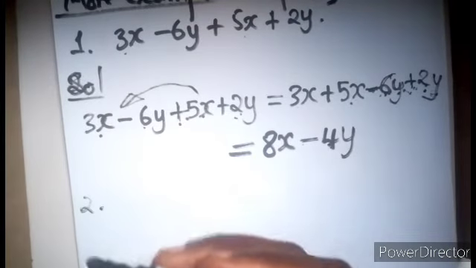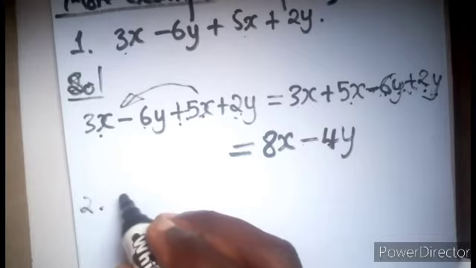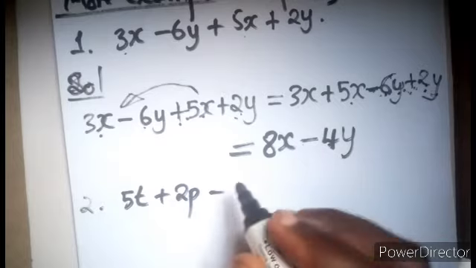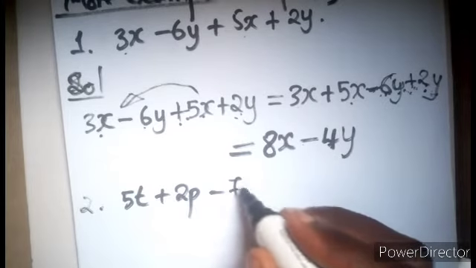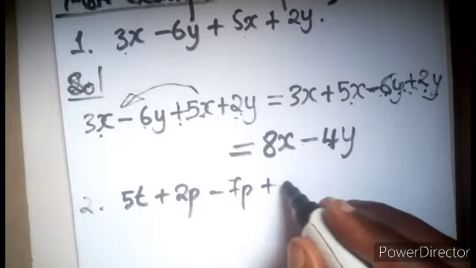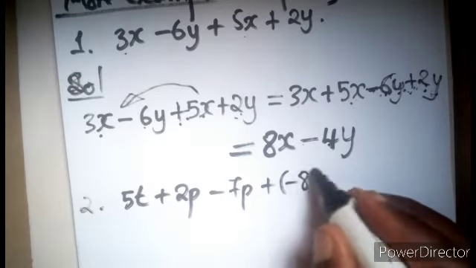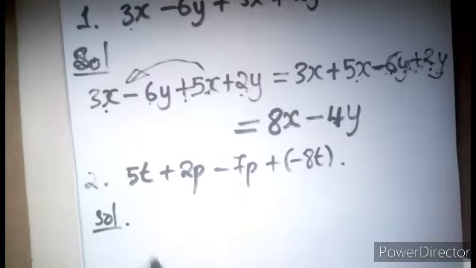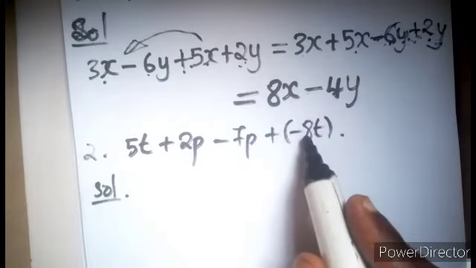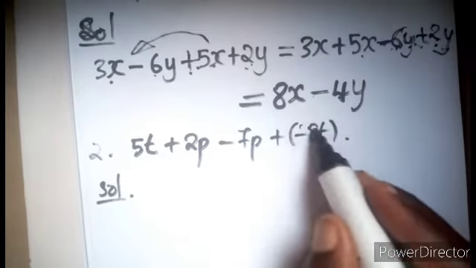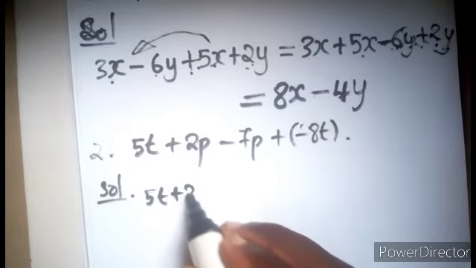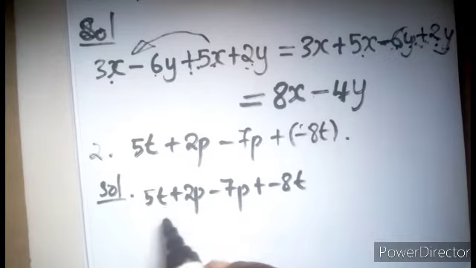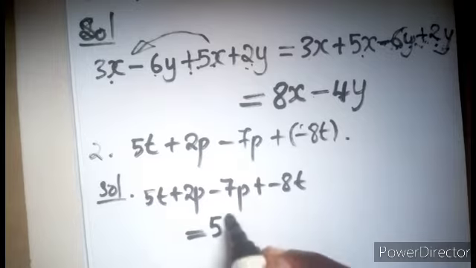Second example: if you are given 5t plus 2p minus 7p plus negative 8t. What you would do here is the same thing. You collect like terms, you group them. So we open this bracket first. We have 5t plus 2p minus 7p plus minus 8t.